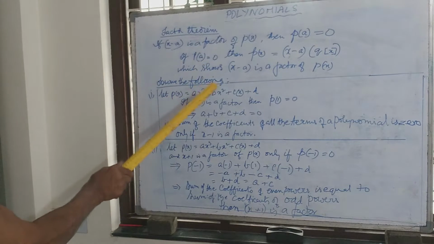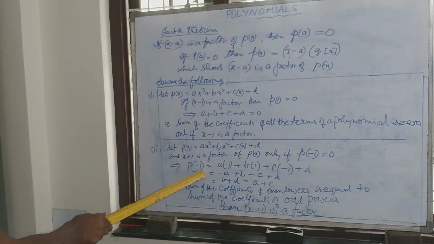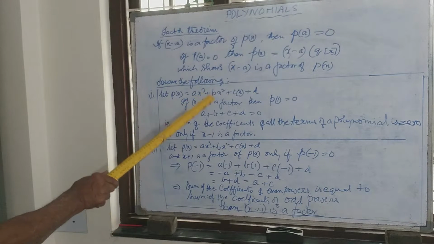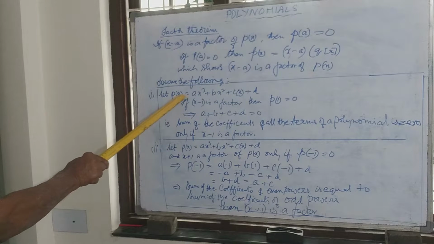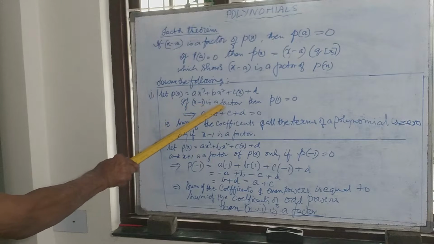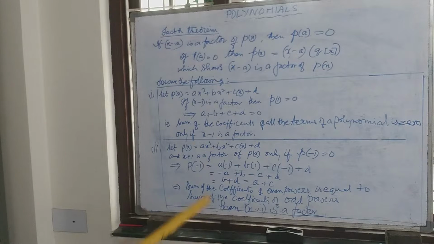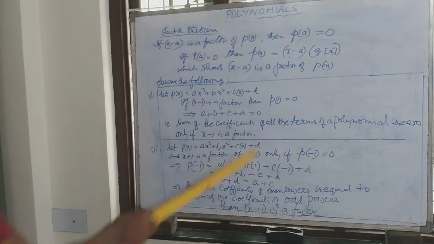And with this, you observe these two important pieces of information about the factors of a polynomial. Here, let P(x) = ax³ + bx² + cx + d. Follow me. If x − 1 is a factor, then P(1) = 0 as per the factor theorem.